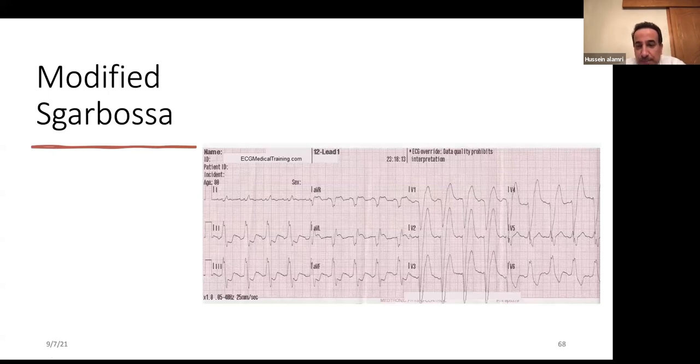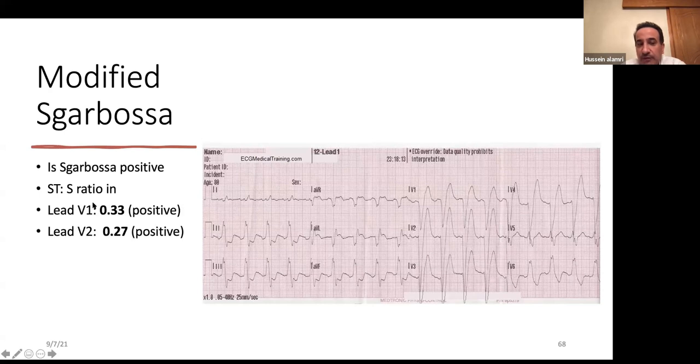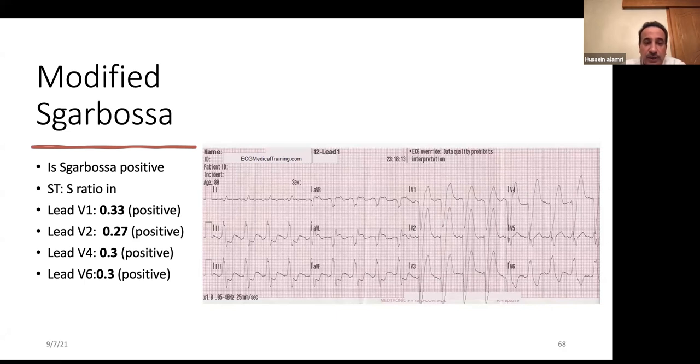Okay, what about this ECG? Anyone? Again, just to make it short, Scarbosa is negative. There's only one criteria, which is 2, which is more than 5 millimeters ST elevation. However, when you apply the modified Scarbosa, you will find that it is positive in V1, V2, V3, V4, and V5, V6. This is actually positive in this is V5, not V4. It's positive from lead 1 to V5. V3, I did not mention it here because it's cut off by the ECG. So this is again by Scarbosa, it's negative, but by modified Scarbosa, it is positive. This gives you the value of modified Scarbosa in these patients.